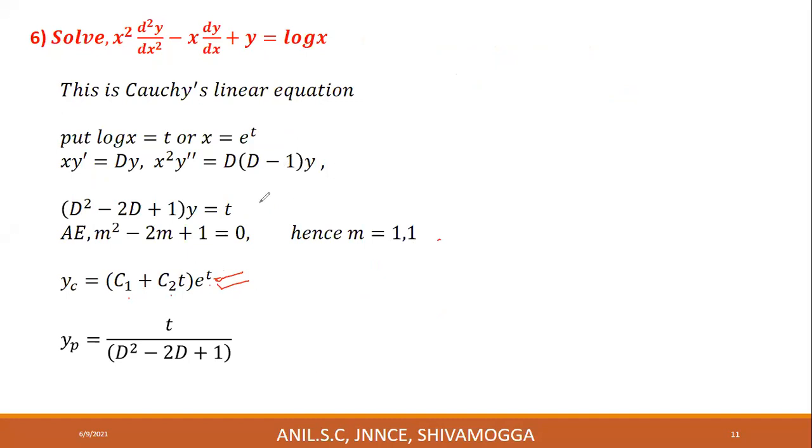Next, yp. Yp is RHS, phi of t divided by f of d. That is t divided by d square minus 2d plus 1. What kind of integral is this? Yp? Type 3, not type 1. If it is exponential, then it is to be treated as type 1. If it is trigonometric, type 2. It is type 3. Yes, type 3, that's correct. T is a polynomial. Therefore, this is clearly a type 3 problem. Let's divide this t.